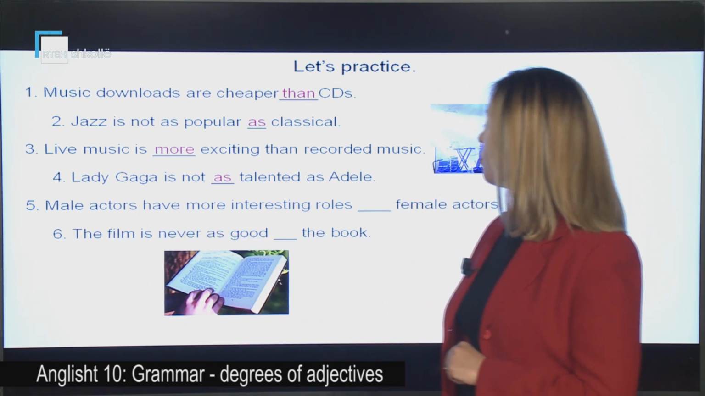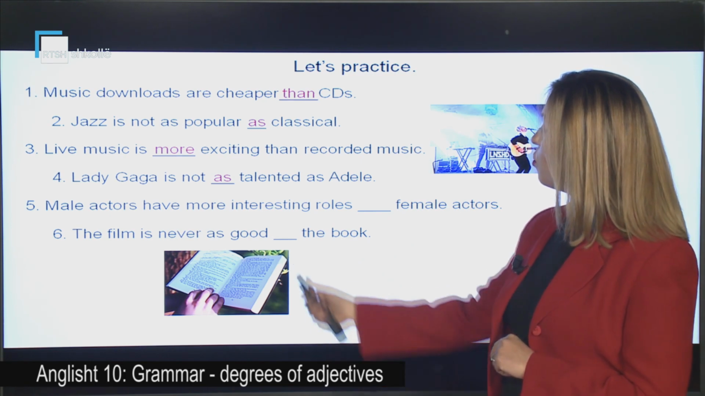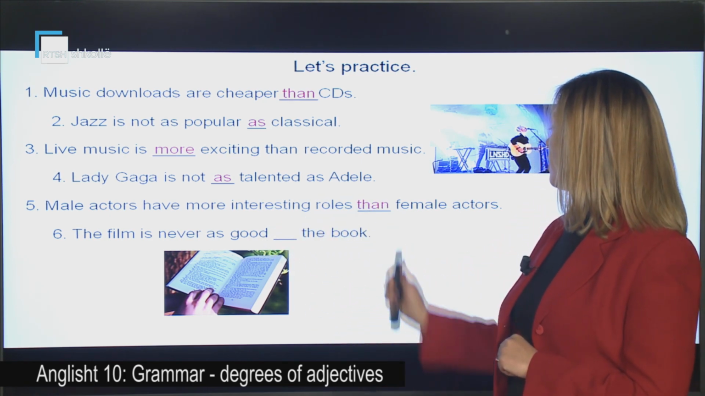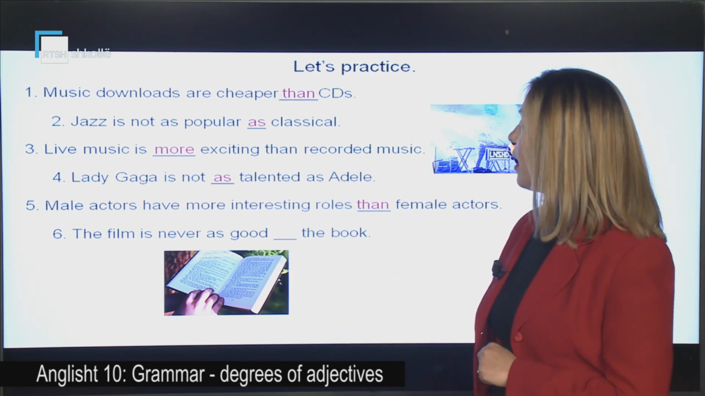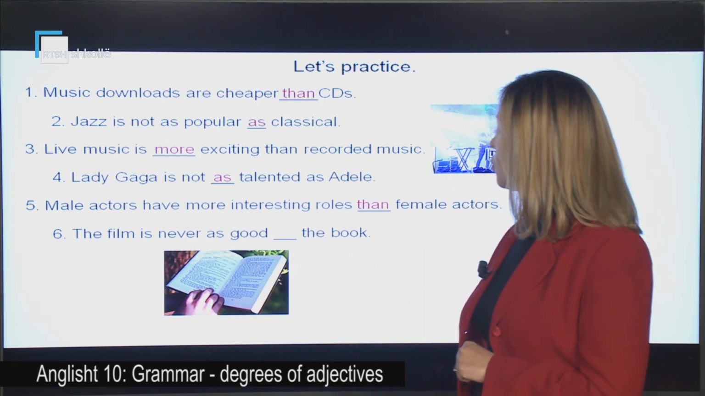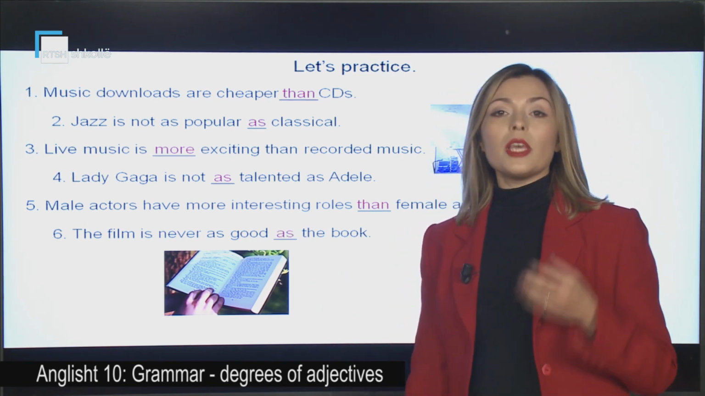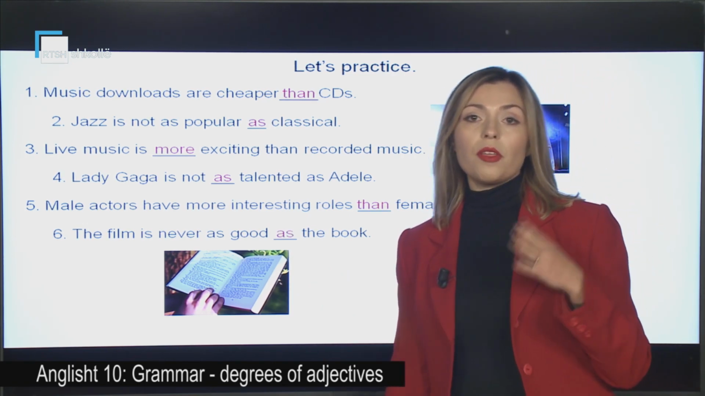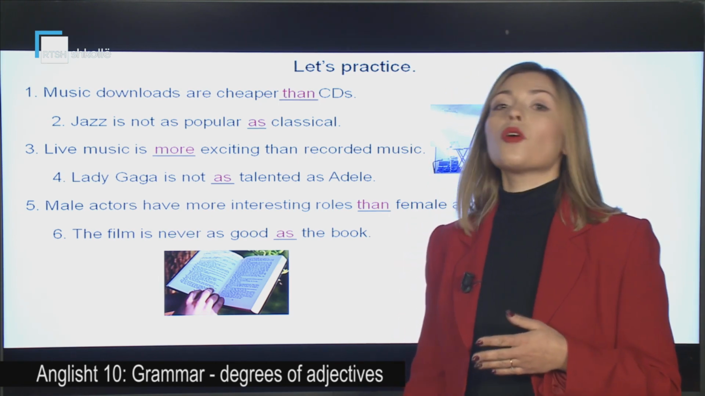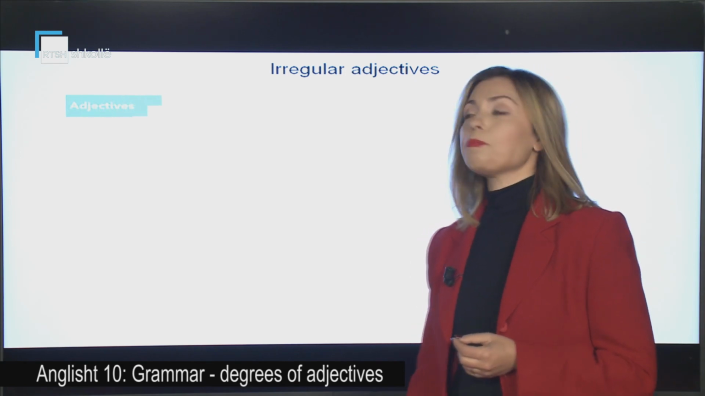Male actors have more interesting roles, so we compare again. More interesting than female actors. And the film is never as good as, of course, the book. So as you can see, if you understand whether you have the comparative or the superlative form, it's easy for you to decide which word to put.